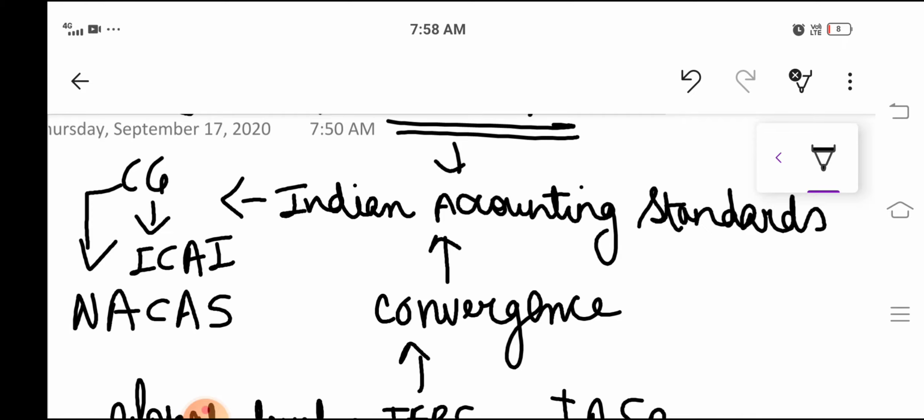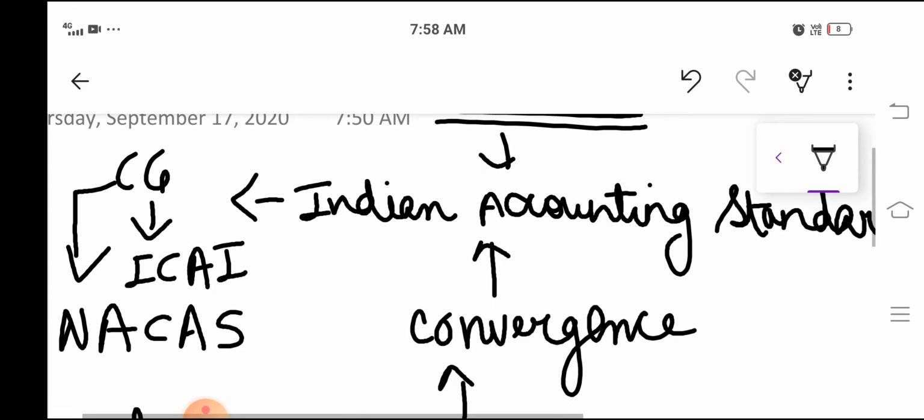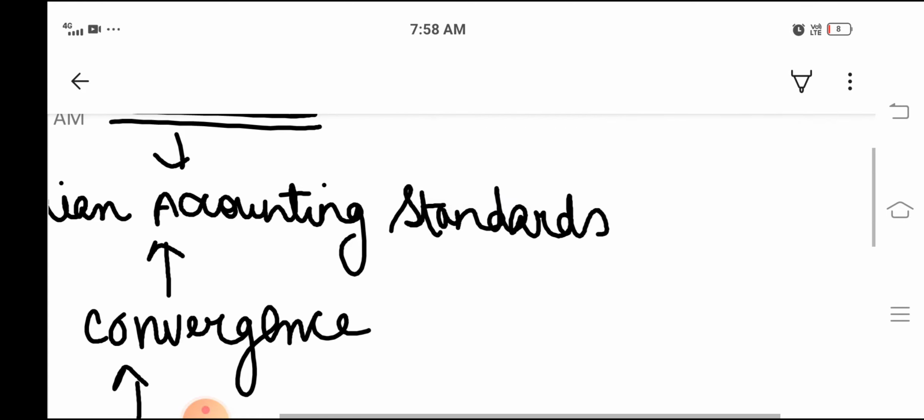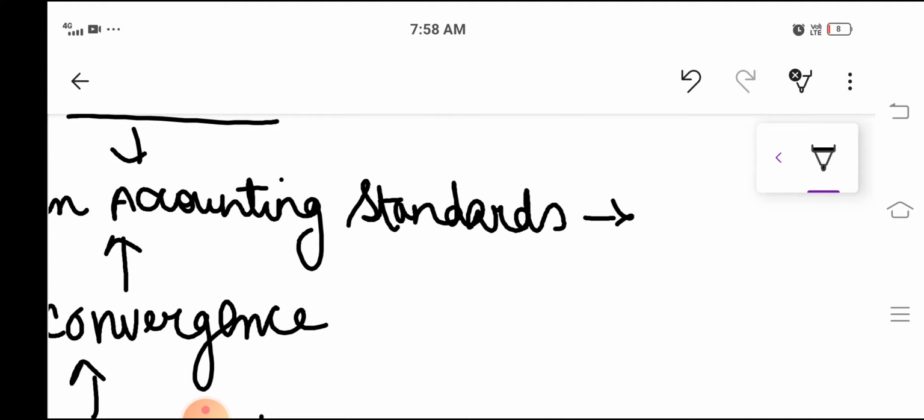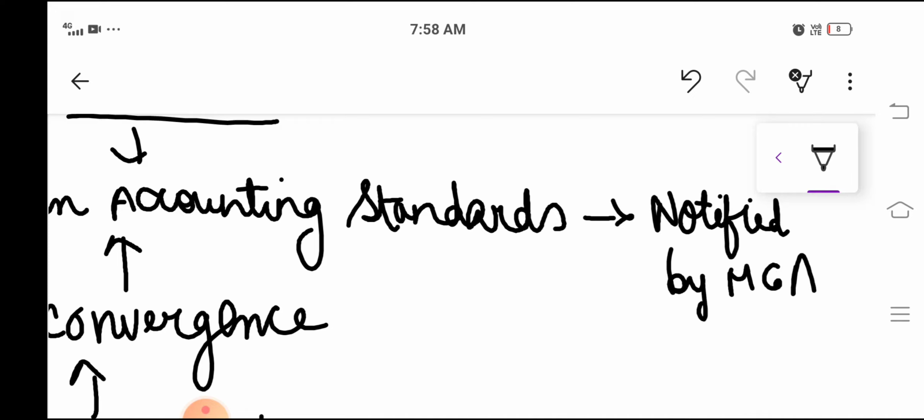Okay. So to suit the economic conditions of India, we made a little bit of changes in this IFRS, right? This was done by the central government, which issued these standards in consultation with NACAS and under the supervision of ICAI. Now, these Indian Accounting Standards have been notified by whom? They have been notified by MCA. What is MCA? That is the Ministry of Corporate Affairs.